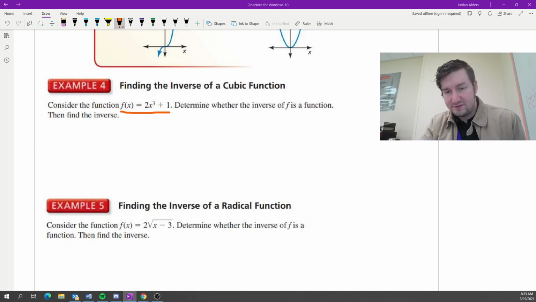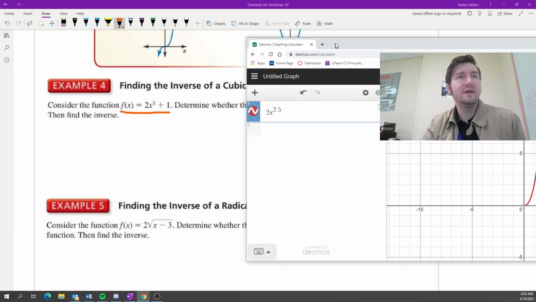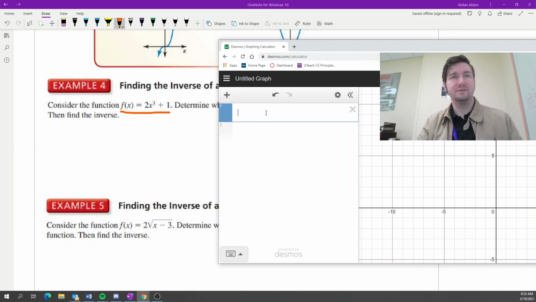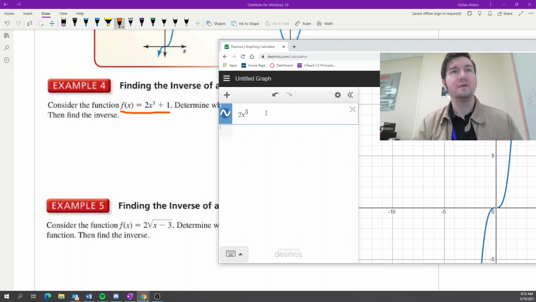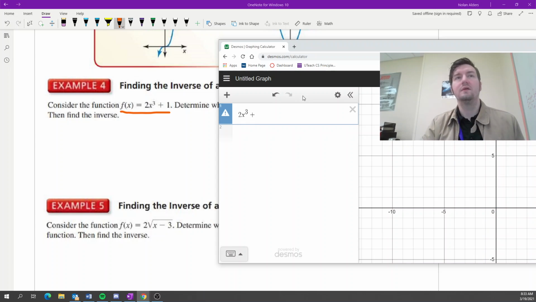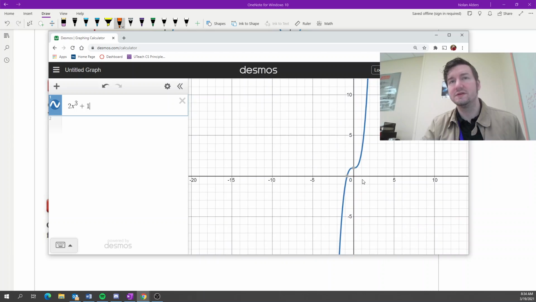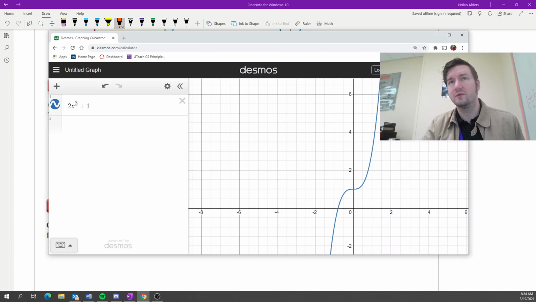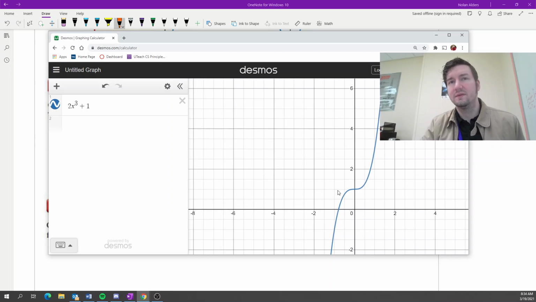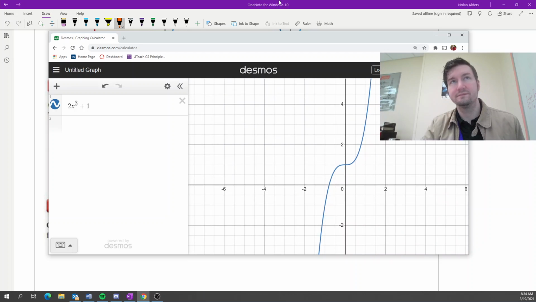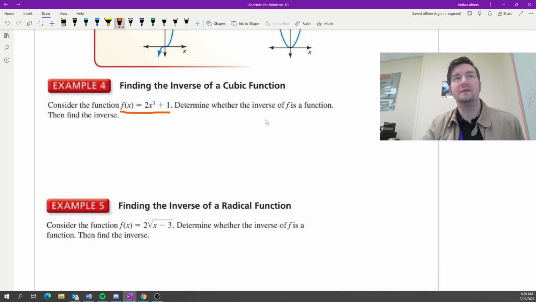So if we look at this function right here, let's determine whether or not it has an inverse. We'll pull up Desmos here, and we'll graph this function, 2x cubed plus 1. Okay, take a look at this. If we put a horizontal line, is there anywhere where it would cross more than one time? And I don't think there is. Right here, even though it's just barely going in, it's only crossing at one point right in the middle. So this will have an inverse function.